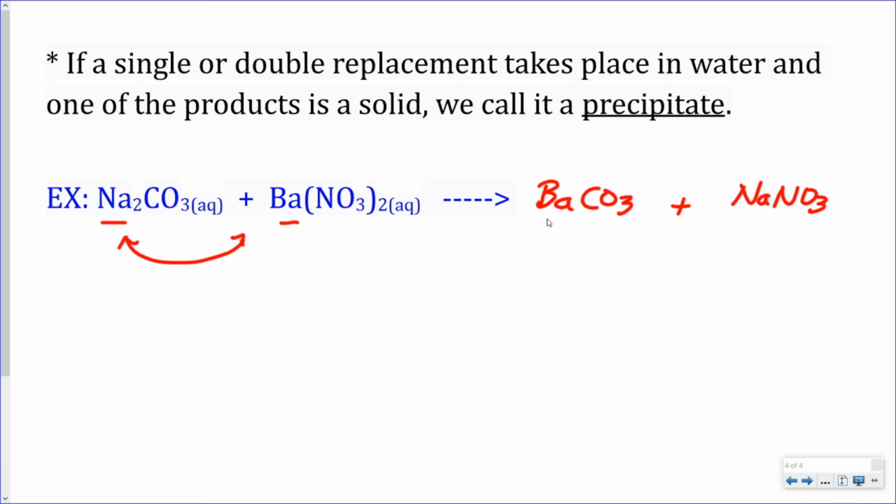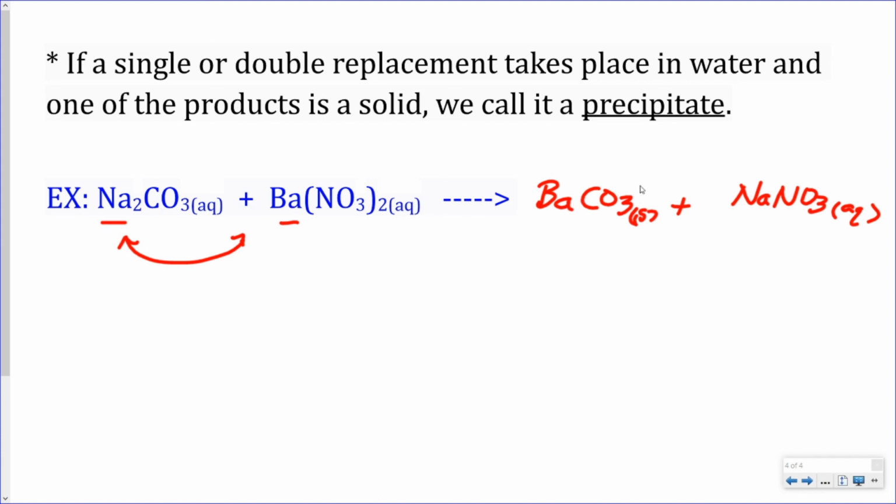So we want to know states, so BaCO3, you'd look up carbonate on that chart on the last page. Barium is a group 2 metal. It says high solubility with group 1 or ammonium and low solubility with most, so barium falls in that most category. So this has low solubility, so we'll write this as a solid. And sodium nitrate, anything with a nitrate, also anything with a group 1 metal is going to be highly soluble, so this will be aqueous.